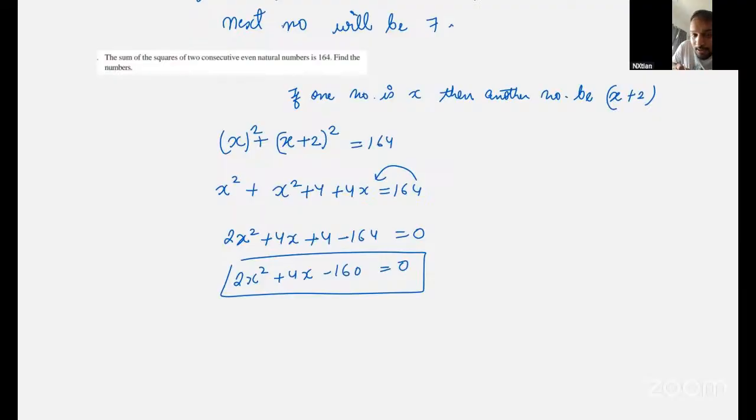Now we open the bracket, meaning a plus b whole square is a square plus b square plus 2ab, and then we'll simply solve this to get the quadratic equation. We got the quadratic equation. Now we have to use the quadratic formula, minus b plus or minus root of b square minus 4ac. Got this? Yes, sir.